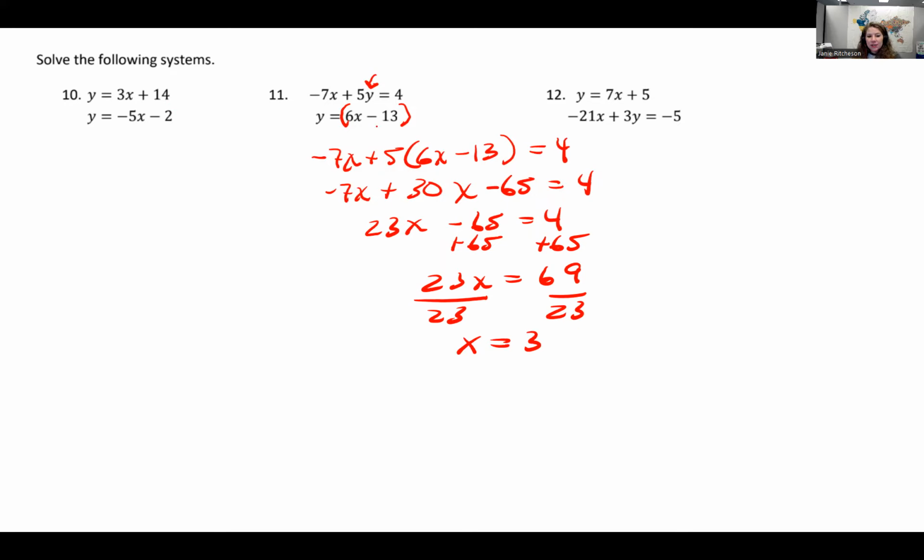And then I'm going to substitute 3 for x right there. So y equals 6 times 3. 6 times 3 is 18. 18 minus 13 is 5. So my solution is 3, 5 for number 11.